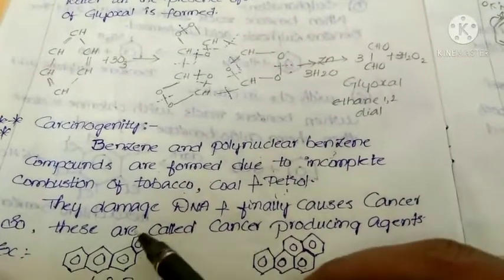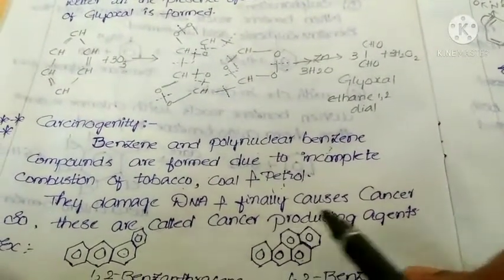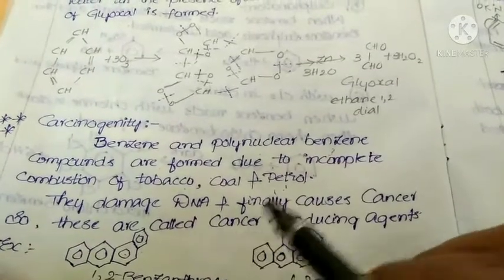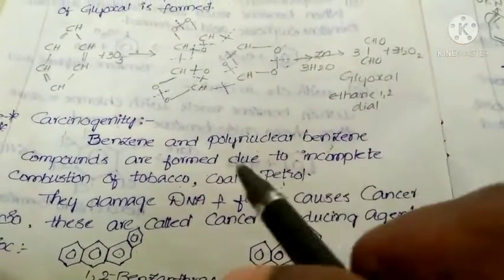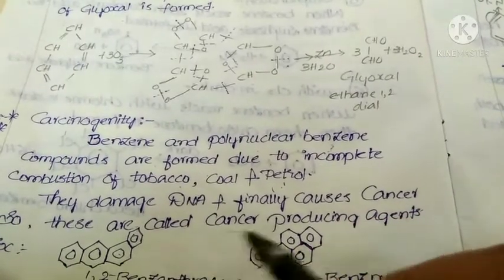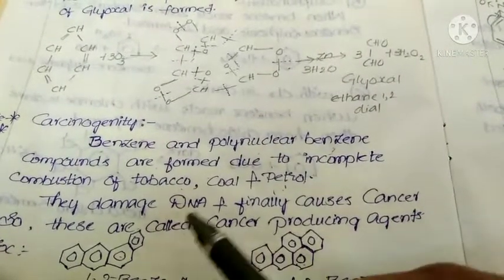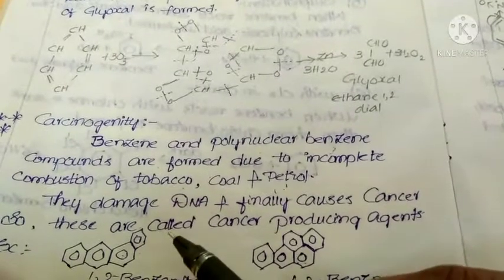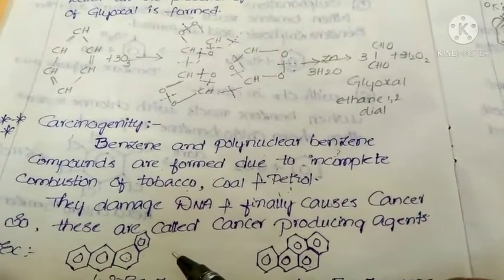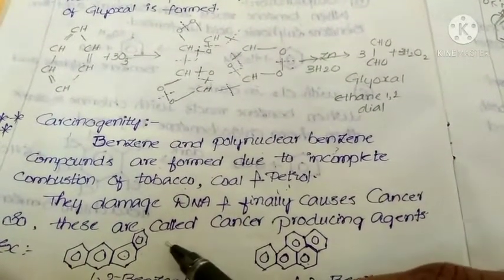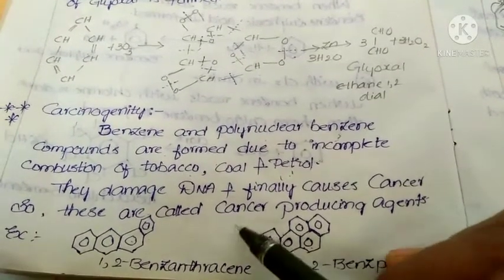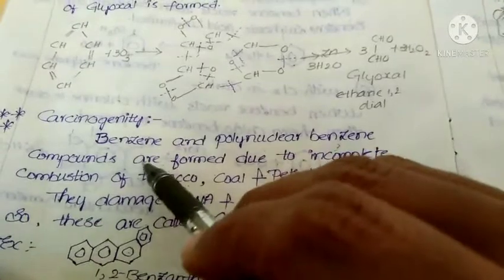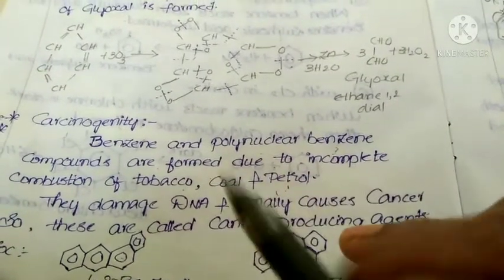So what? They damage DNA and finally cause cancer. That means when we inhale those vapors or that gas, then these compounds enter our body, they damage DNA and finally cause cancer. So these are called cancer producing agents. These are called what, students? Cancer producing agents. That is called carcinogenic. It is also important for 1 mark.